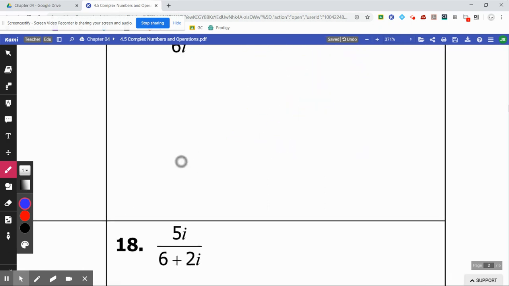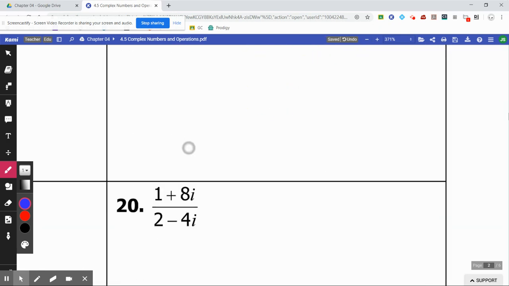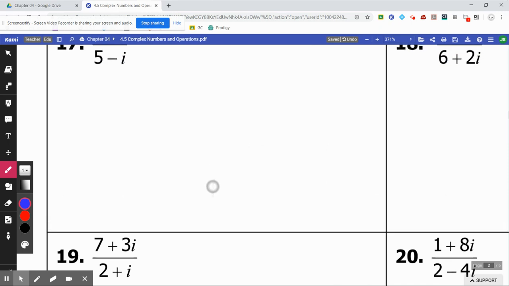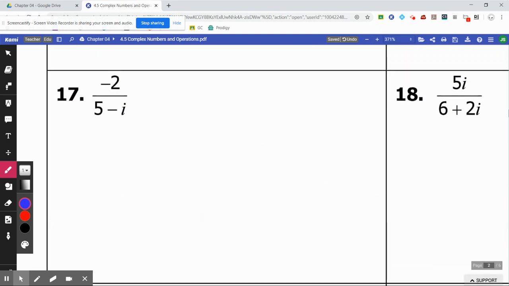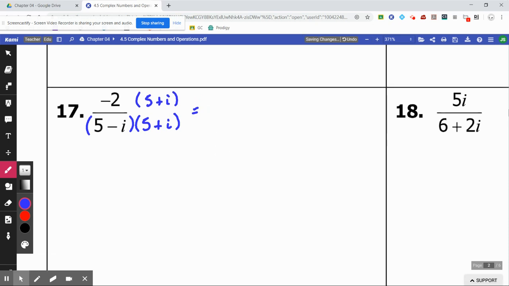Okay, the next ones, now you have binomials, I believe, on bottom. And a reminder that anytime you have a binomial on bottom, you multiply by the conjugate to get rid of it. If you were to try to multiply by just the i, it's a never-ending process of that i will not go away. So make sure you multiply by the conjugates.